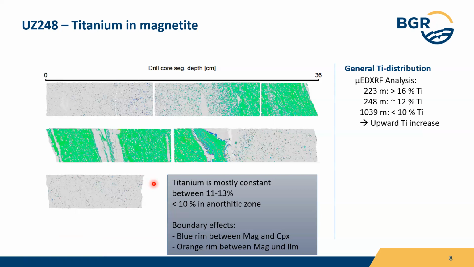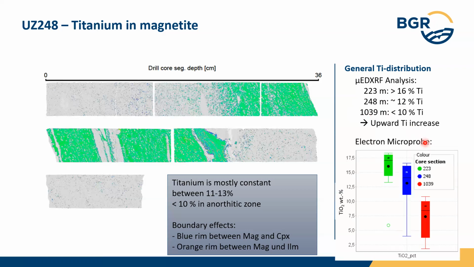And if we look at the general distribution of titanium from our samples, we have those 3 sections at 223 meters. I didn't show that here, but we have there about 16% of titanium. In this sample here at 248 meters, we have 12%. And at 1039 meters, we have less than 10% of titanium. So there is an upward titanium increase.